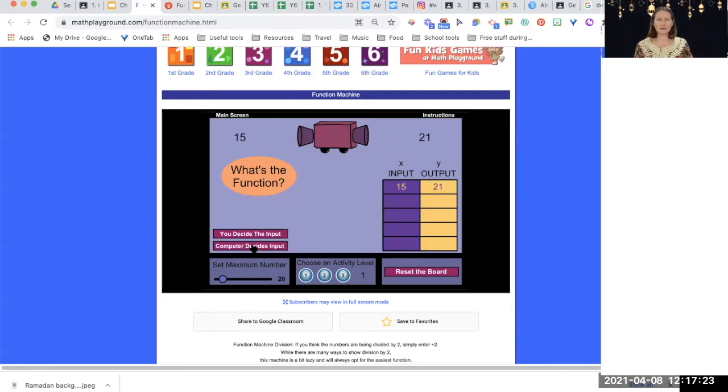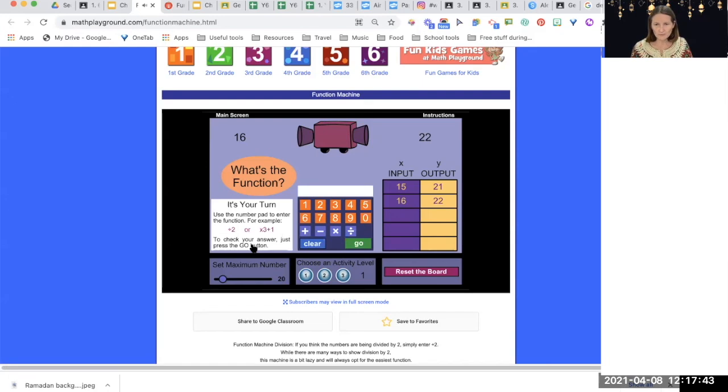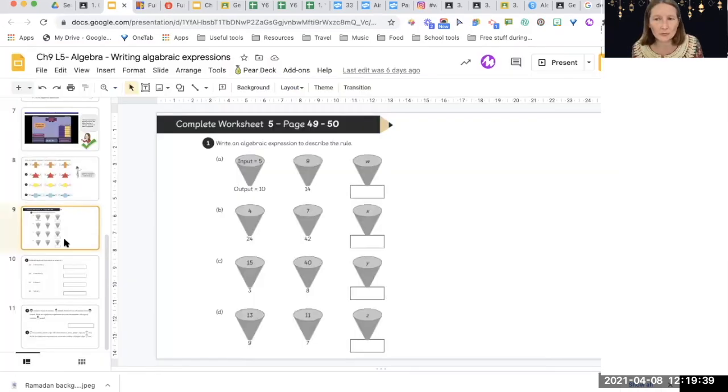15 to 21. Can you times 15 by anything and get the answer 21? No. It's not timesing. Adding. So what do you think it is? Adding how much? 6. Okay, let's try the next ones and see if it works. Did that work? Yes, it worked. We got it. Plus 6. We've only got 1 minute left, but let's try and get the first one done on the worksheet.